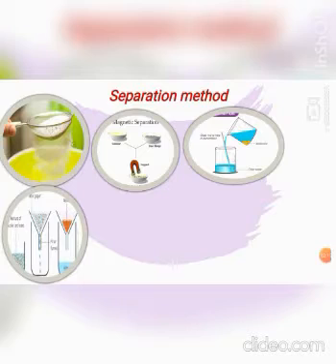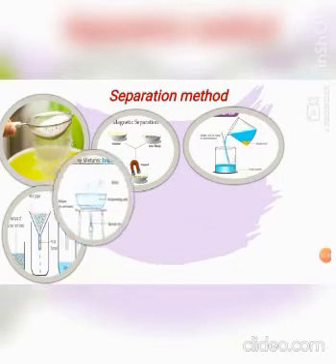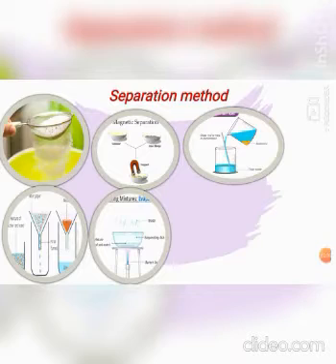The next method is filtration. In this method, the mixture is filtered using filter paper. The filter paper is folded and kept in the cone funnel, and the mixture is filtered. The next method is evaporation. In this method, the mixture is heated, the solution part evaporates, and the salt remains in the china dish.